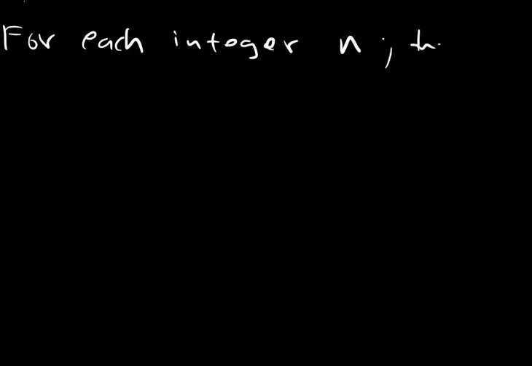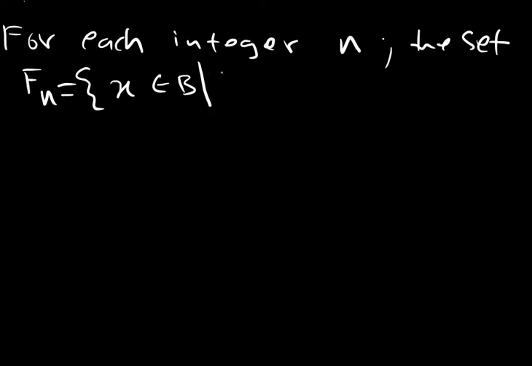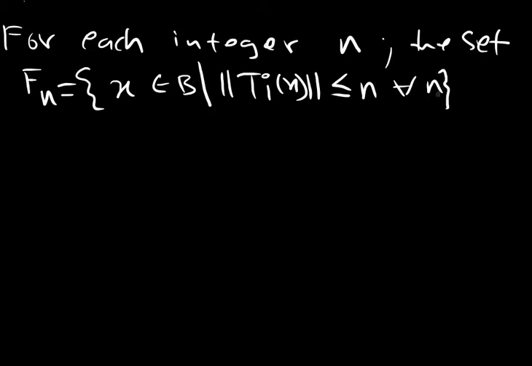Let's try to prove this. For each integer n, look at the following set, Fn. It is the collection of all those x belonging to B such that the norm of Ti of x is less than or equal to n for all i. Here n is fixed, and i is the varying index.